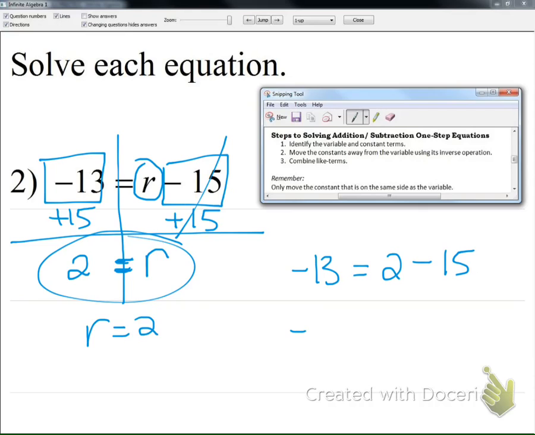Evaluate both sides of the equation. On this side we have negative 13. That can't simplify any further. And on this side we have 2 minus 15, which is positive 2 and a negative 15. Those are opposite signs, so you have to subtract. The 15 is bigger and it's negative, so the answer is negative 13. Negative 13 equals negative 13. So I know my answer is correct. Let's do maybe 2 more, and then I'll let you do the rest of the practice problems and check yourself at the end.